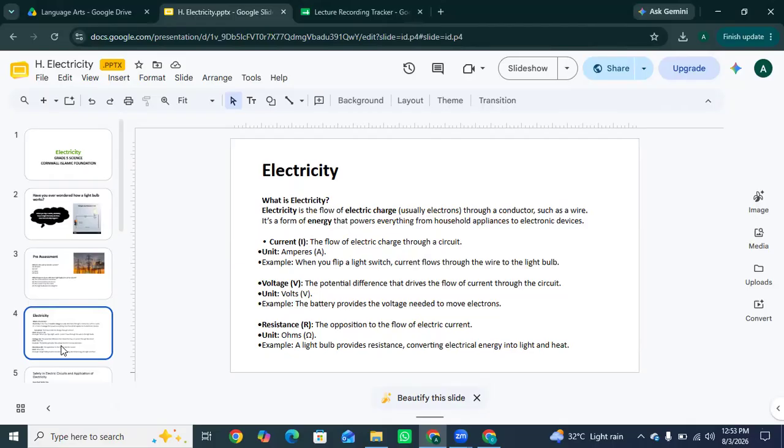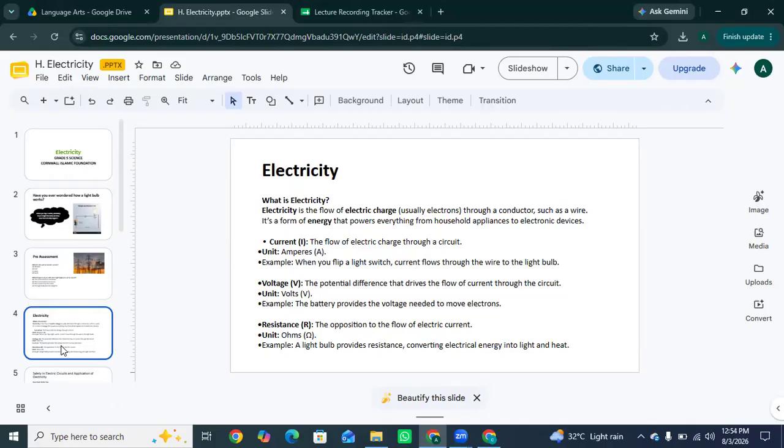The next one is resistance, which is R, the opposition to the flow of electric current, and its unit is ohm. Think of a kink or narrow section in the hose, like inside a bulb. High resistance in the thin wire filament creates light and heat.